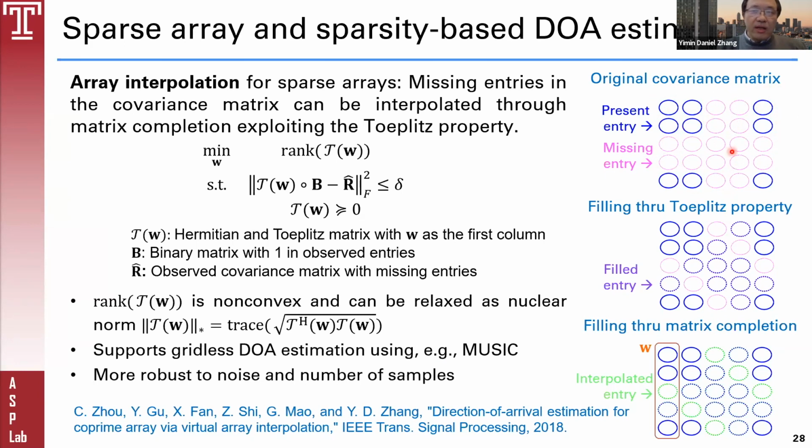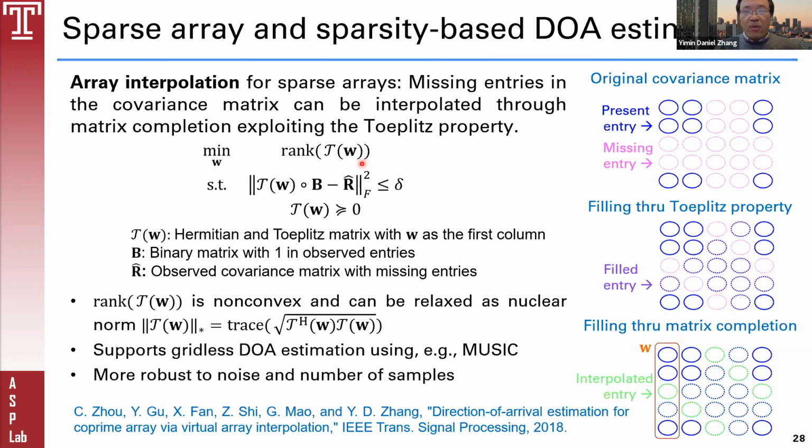So when we utilize the Toeplitz property of the coherence matrix, then we can fill in these positions by just copying the values here and to here and to here. And so in this way, we fill most of the elements in the coherence matrix. However, we still have a few elements missing. So what we can do is use matrix completion to fill in all these positions such that we can reconstruct, in this case, the 5x5 coherence matrix, using only three sensors.